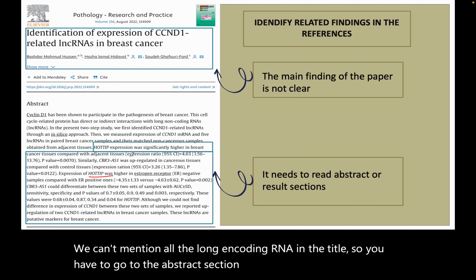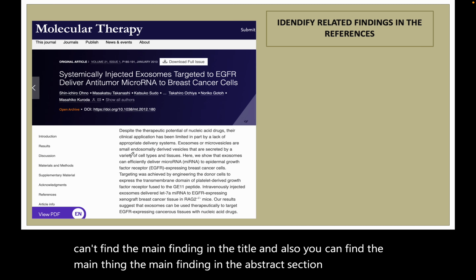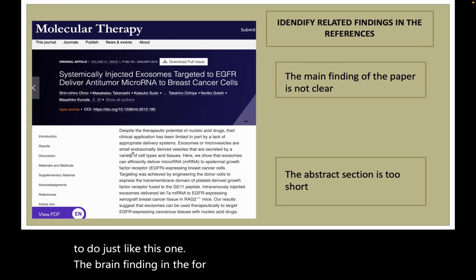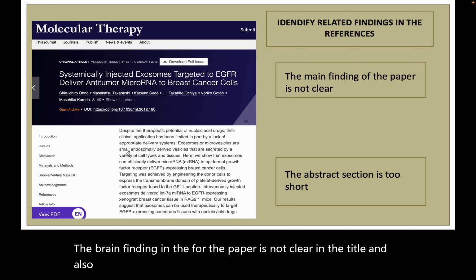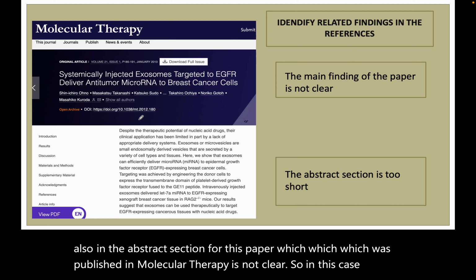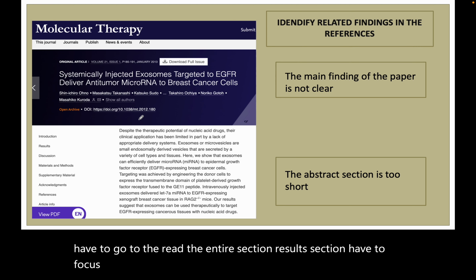But there is a question: if you can't find the main finding in the title, and also you can't find it in the abstract section, what do you have to do? Just like this one. The main finding for this paper, which was published in Molecular Therapy, is not clear in the title or in the abstract section. So in this case, you have to read the entire result section. You have to focus and read the result section of this paper.